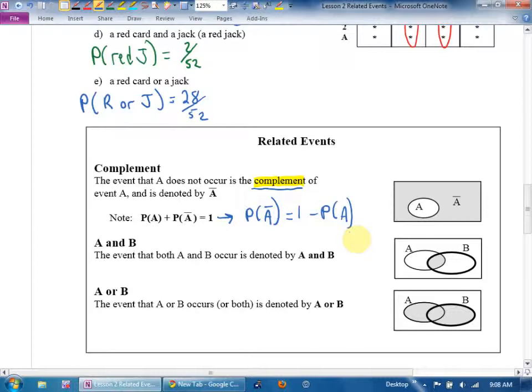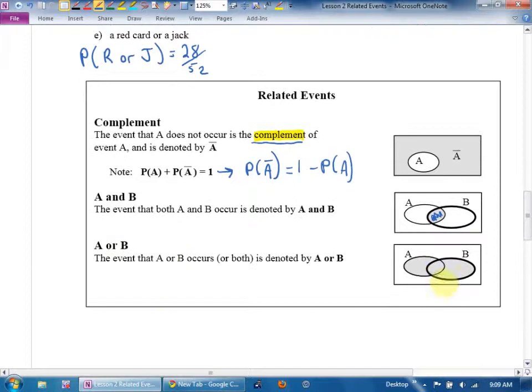A and B. The event that both A and B occur at the same time is denoted by A and B. And in a Venn diagram, it's the overlap. That there is how I represent A and B. A or B. The event that A or B occurs, or both, is denoted by A or B. And A or B is this, or the overlap, or that. This section right here is A only. This section over here is B only. This section over here is both. All of them together are A or B. What would this white section out here be? A or B not. Yep.